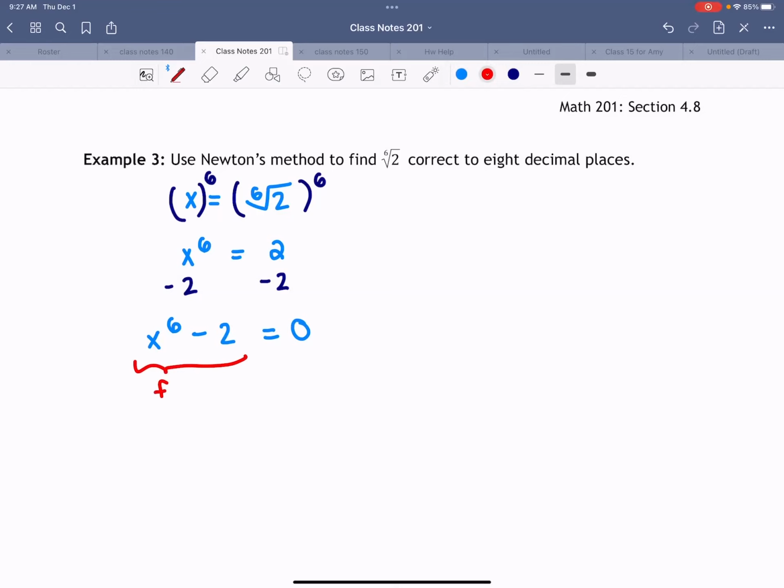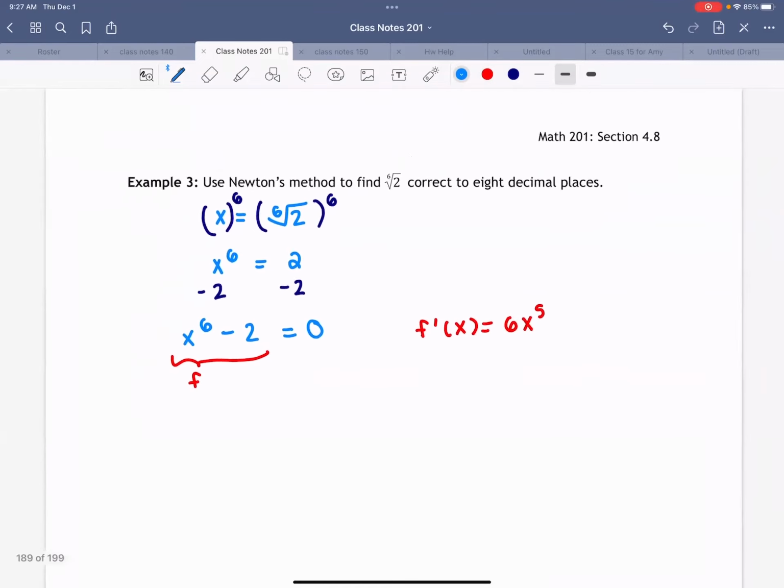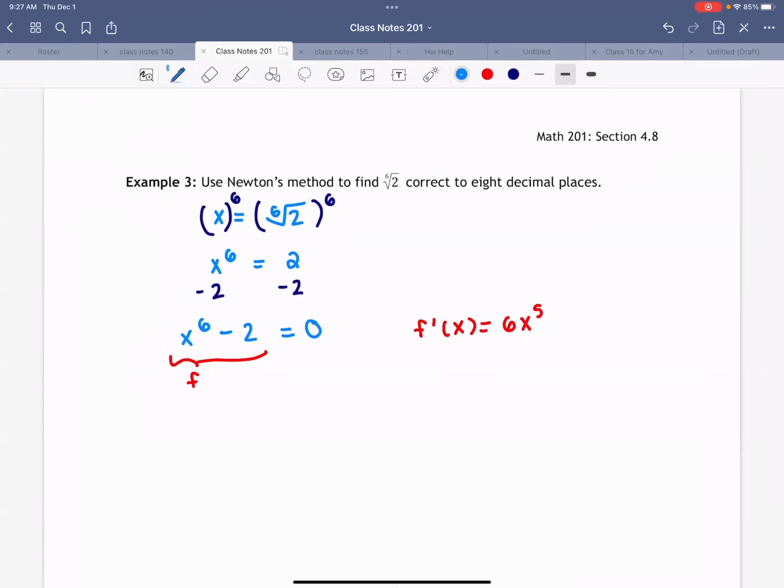And I've got to find f prime, right? What is f prime of x here? 6x to the 5th, good. So when I want to find the 6th root of 2, I think a good way to start is around 1-ish. That might be a good guess to start with. So why don't I let x1 equal, say, 1? Usually a question just gives this to you. I actually kind of know what the 6th root of 2 is, and I know it's close to 1. So let's just say that x1 equals 1, okay?